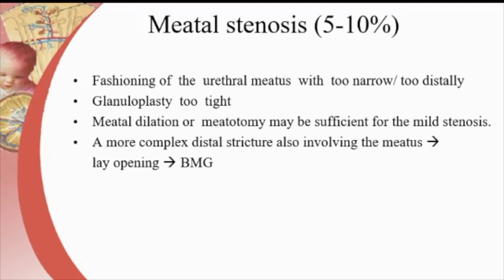You may have to do a meatal dilatation, or a meatotomy may be sufficient in some cases. In more complex cases where there is a distal stricture also involving the meatus and the distal urethra, you have to lay open the entire thing, put a buccal mucosa graft, and then come back another day.